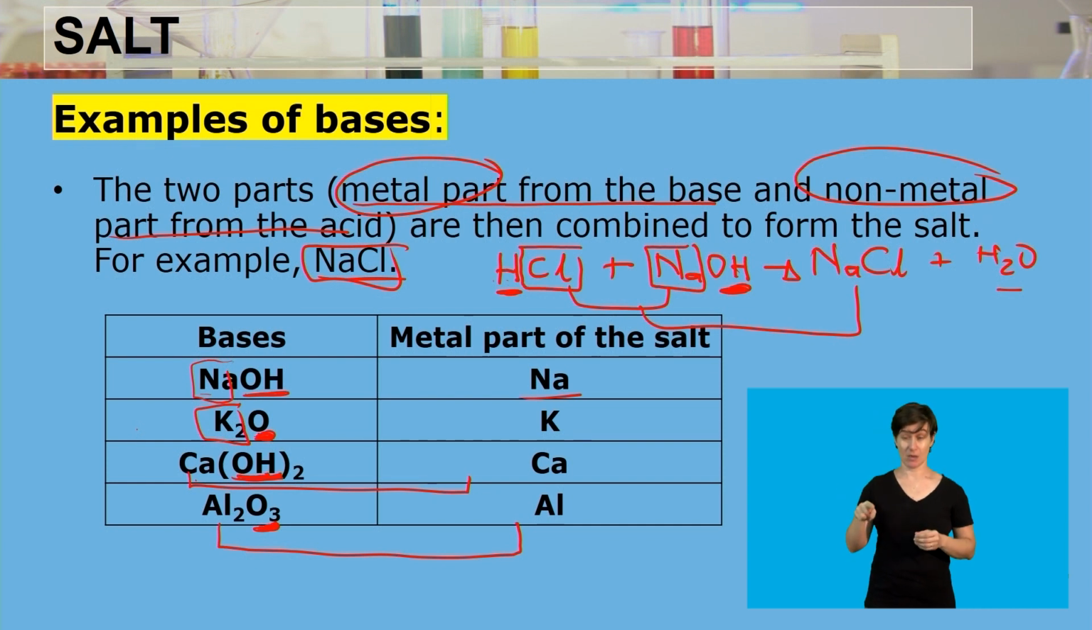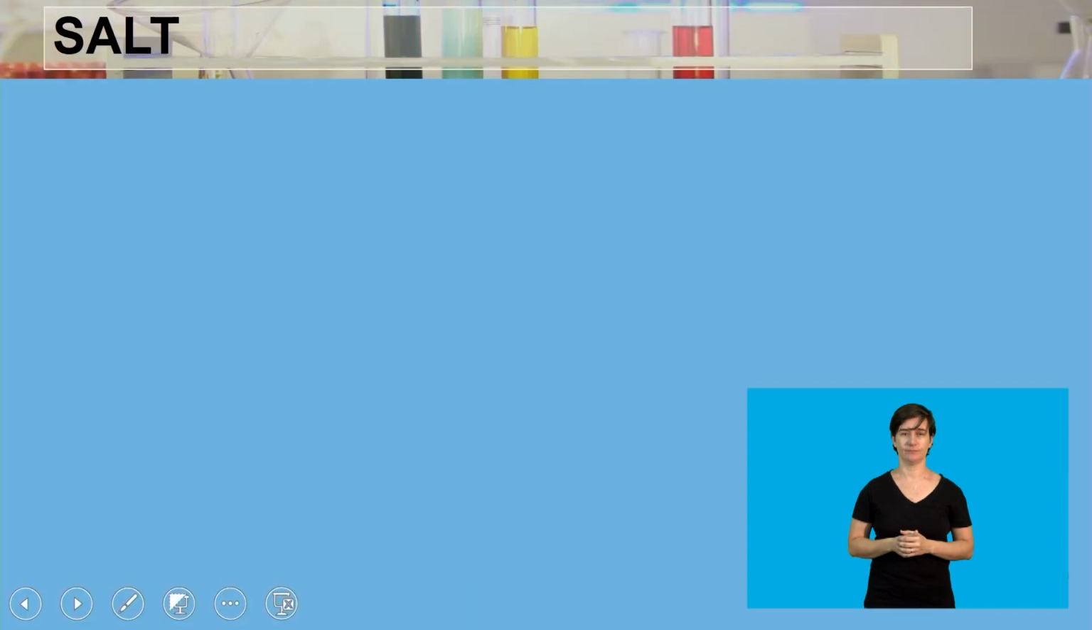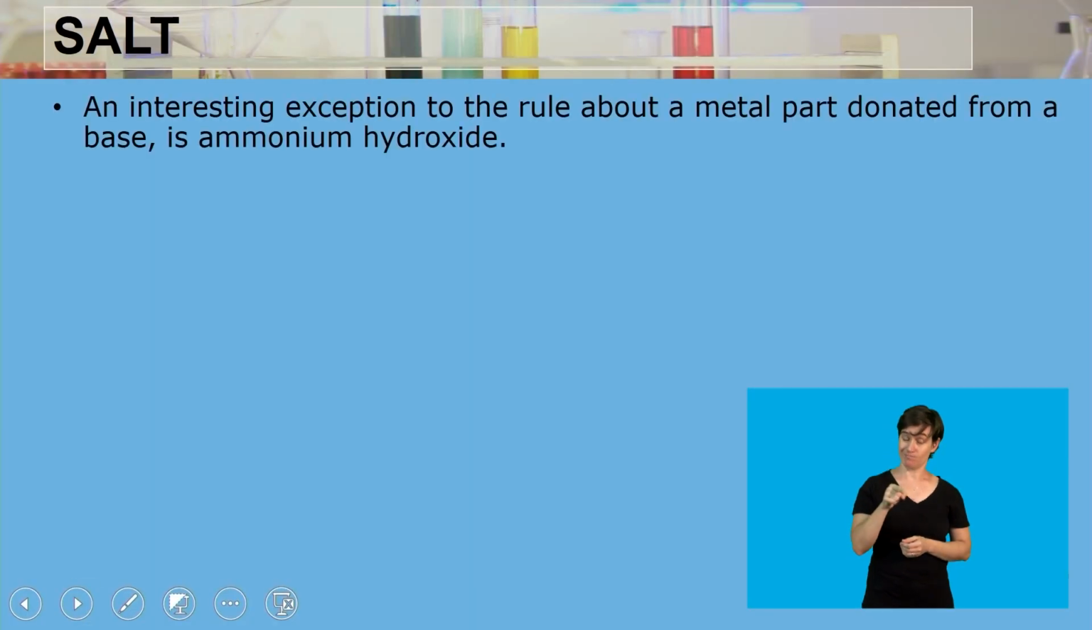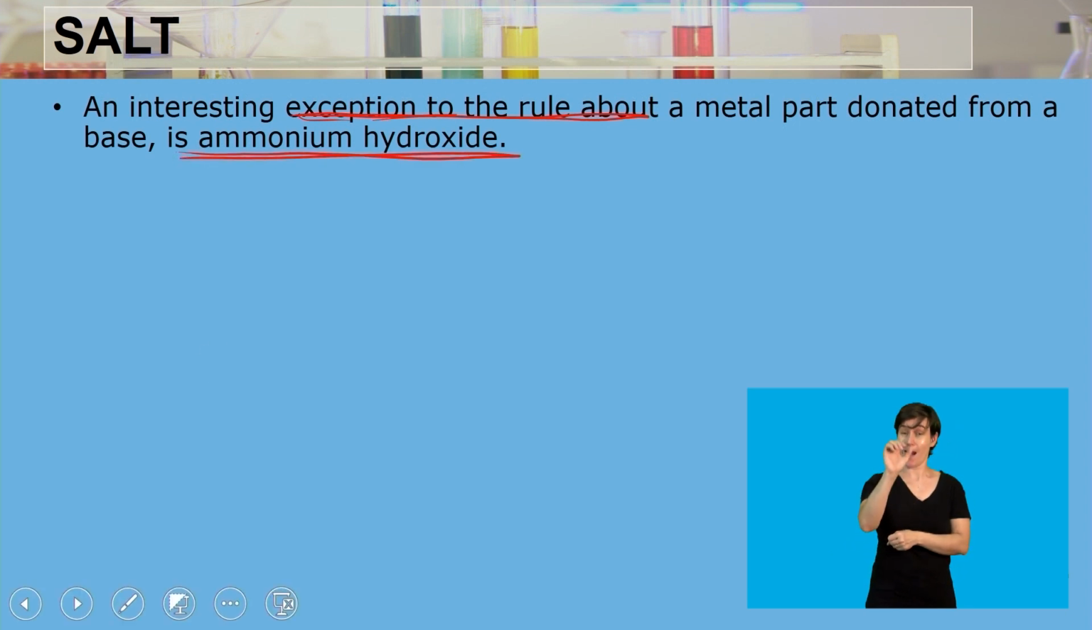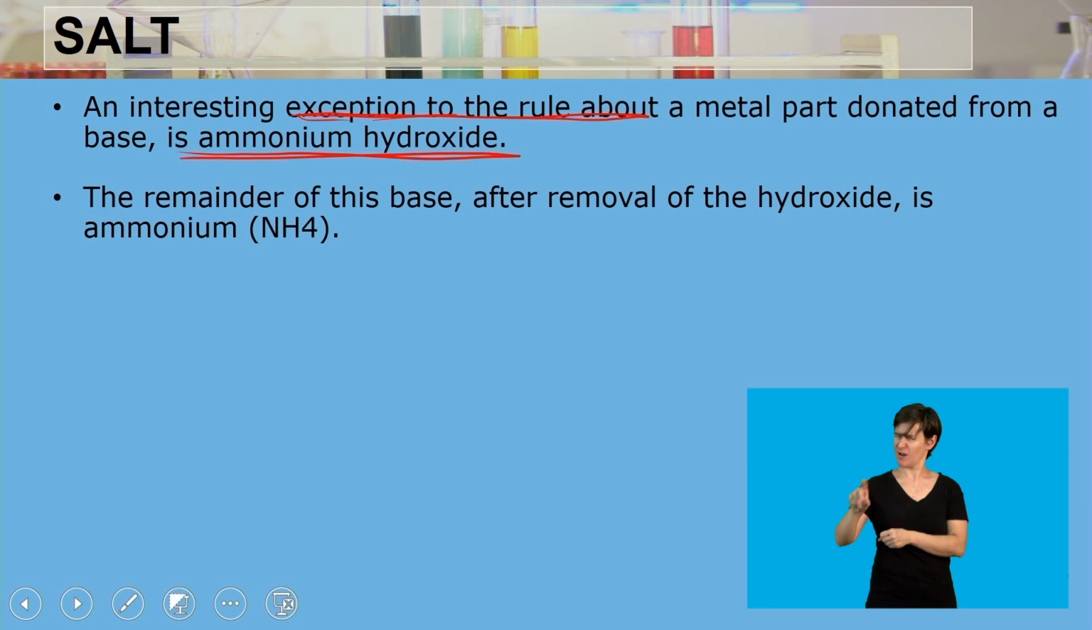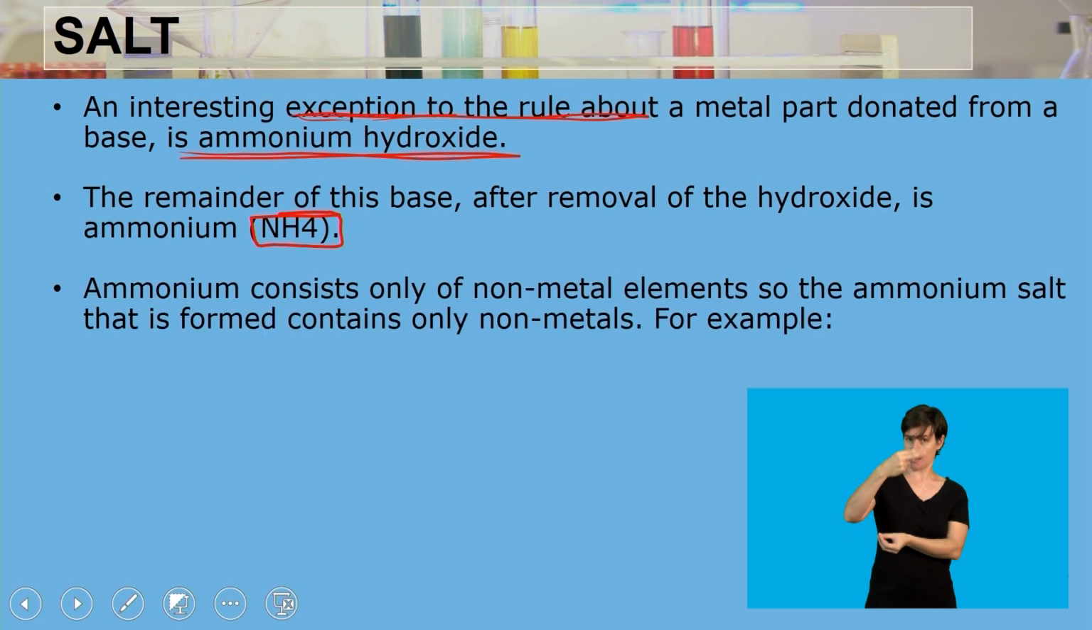So those metals are going to combine or react with the non-metal part coming from an acid. Then after they have reacted, they're going to form our salt. What is interesting to note about this salt is that there's an exception to the rule. The exception is about the metal part, which is donated from a base. In the case of ammonium hydroxide, let's look at what happens there. The ammonium hydroxide will donate the OH, and then the remainder is going to be the NH4.